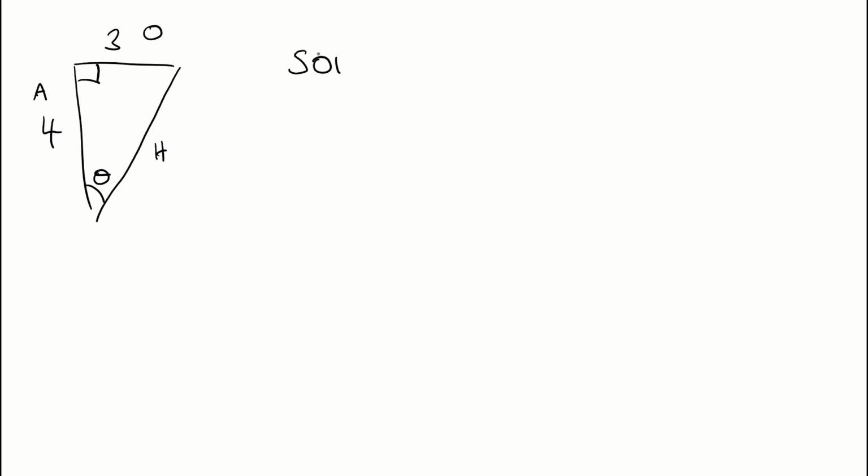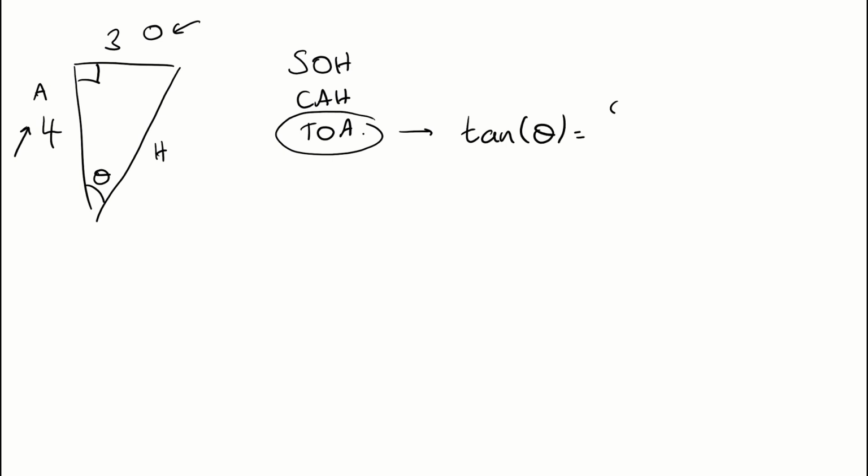Remembering our acronym is SOHCAHTOA. So we've got our opposite and our adjacent, so it's definitely going to be our TOA or our tangent, which is going to be of interest to us here. So remember what this says is the tan of theta is equal to my opposite divided by my adjacent. Now I know what my opposite is. I don't know what theta is. That's what I'm trying to find.